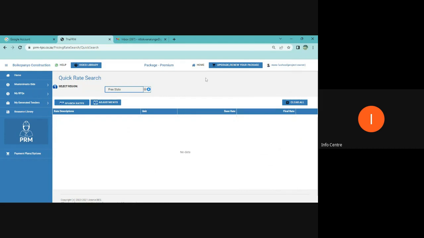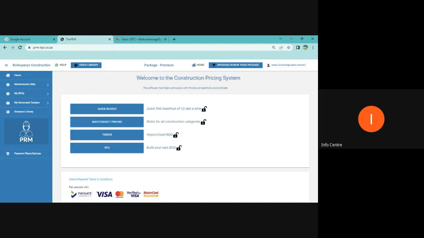Now let's look at the second method quickly. The second method is interesting in that it's called master sheet pricing. So over here, it will ask you to either add new bid, go to active bids, or completed bid. We're going to add a new bid.